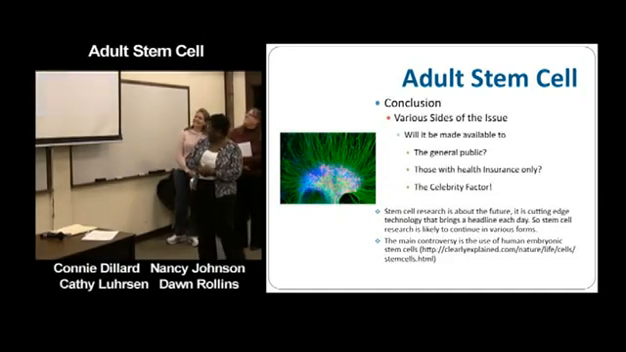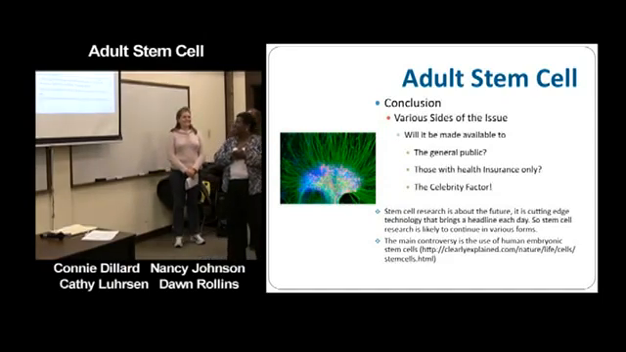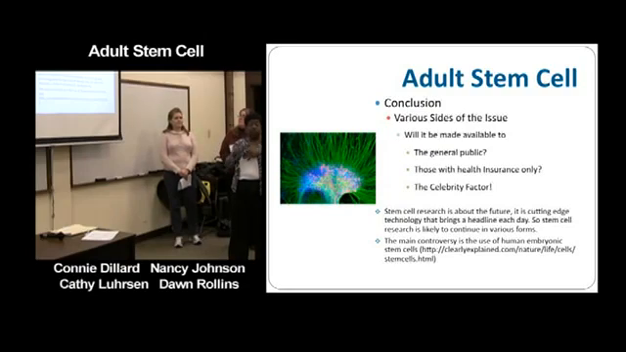Back to my conclusion page. What about the general public? Will it only be available to those with insurance? And what about the celebrity factor? Celebrities have come to the forefront, especially during the Bush administration, when he cut off all research funds for embryonic stem cell research. They came forward saying that we needed this research, so they keep the issue in the public eye, and we know that they can afford this type of medicine.